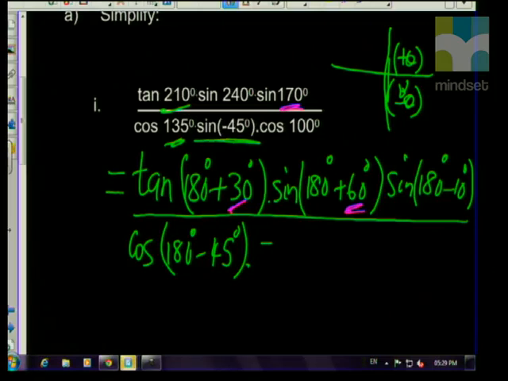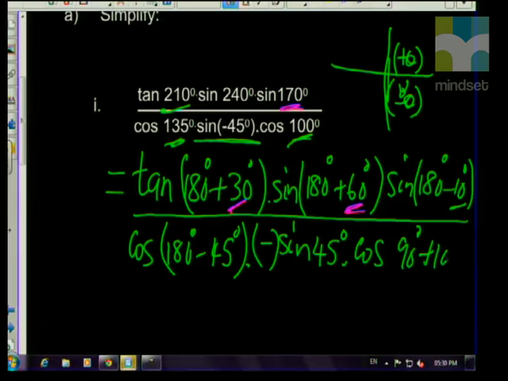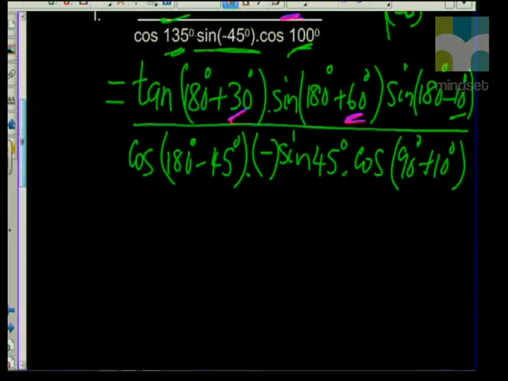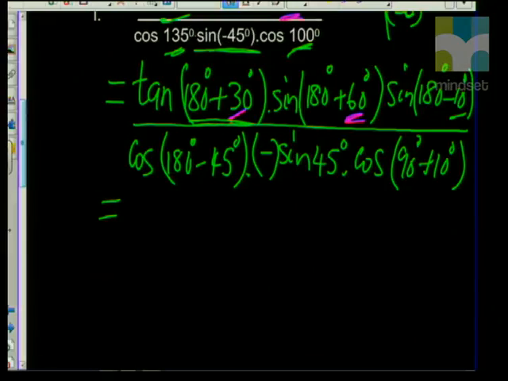So I'm given the sine of minus 45. So this gives us minus sine of 45 degrees, times the cos of, now remember what I said earlier, 180 minus 10. There's some 10 here, and now if I look at the 100, there's 90 degrees plus 10 as well there. So we are covered with the 10. Now, we proceed. I've got the tan of 180 degrees plus. Which quadrant is that? It is the third quadrant.